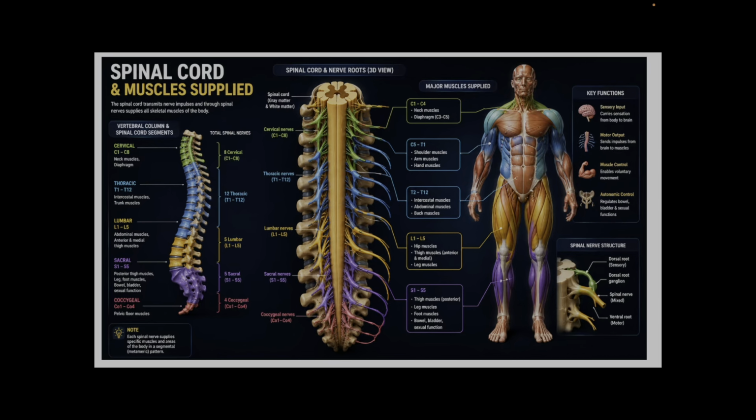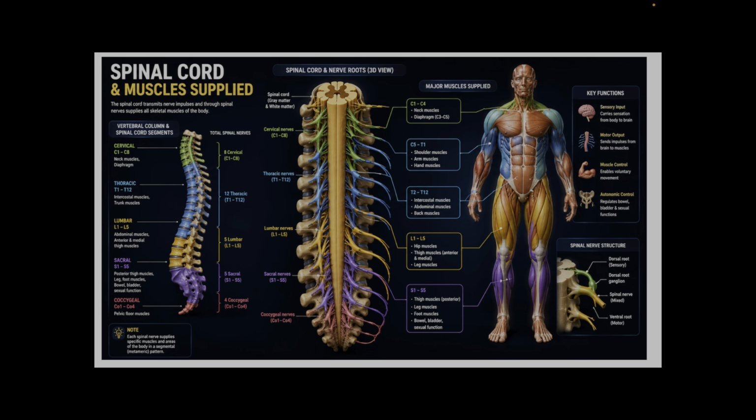This slide illustrates the spinal cord, the spinal nerve roots, and the major muscle groups supplied by each spinal segment. The spinal cord serves as the communication pathway between the brain and the rest of the body, transmitting both motor and sensory signals.